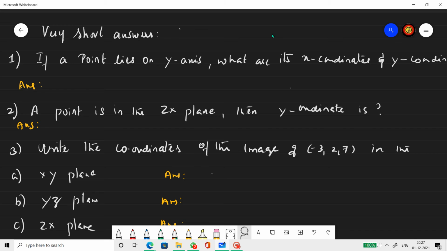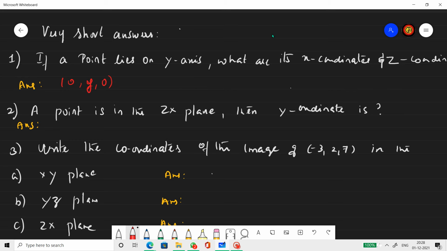Question number 1. If a point is on y-axis, what are its x and z coordinates? If a point is on y-axis, the coordinate will be 0, y, 0. So x and z coordinates are 0 and 0.